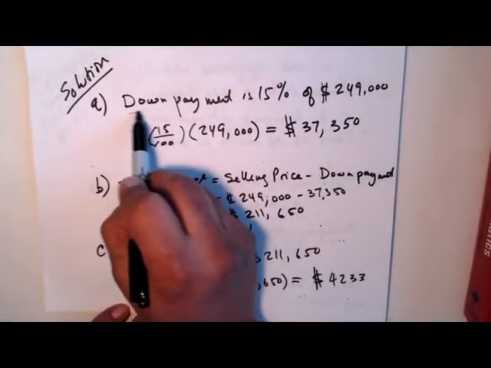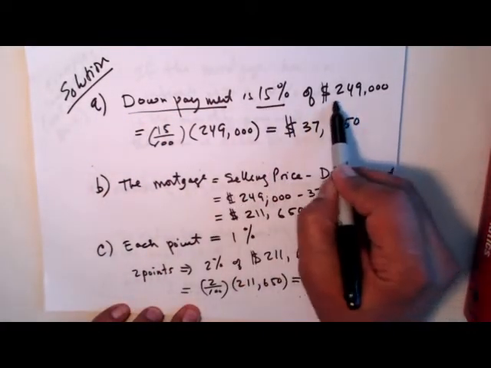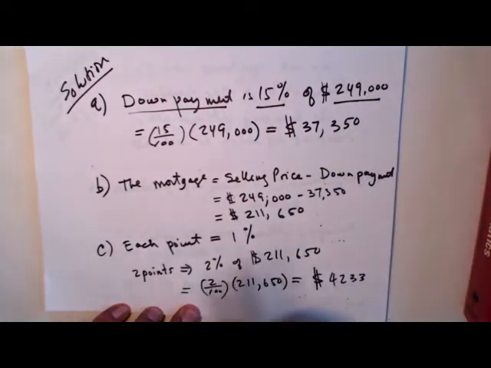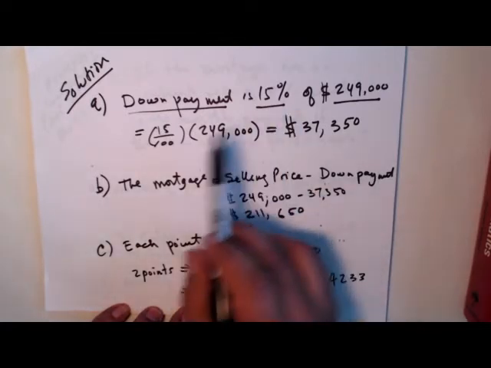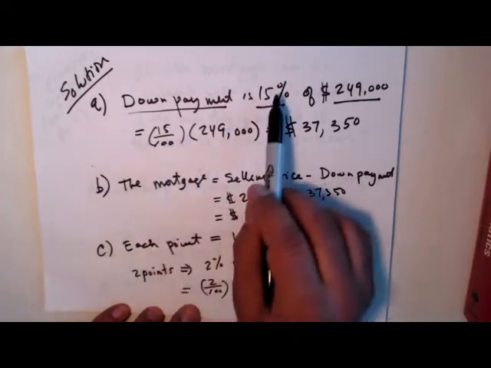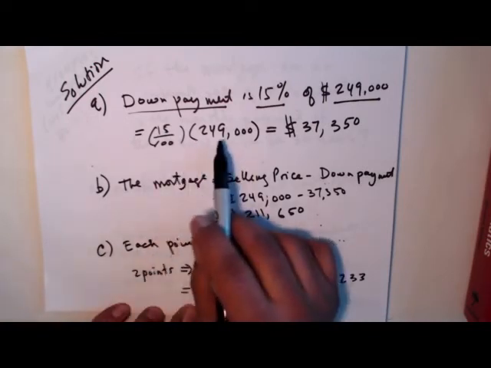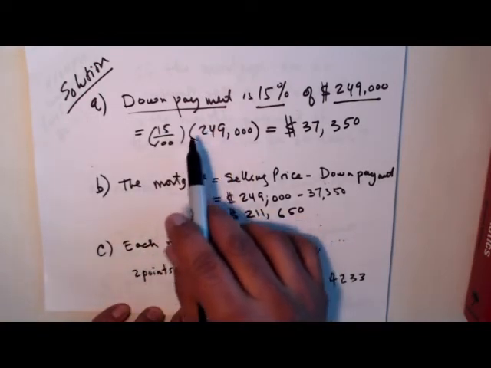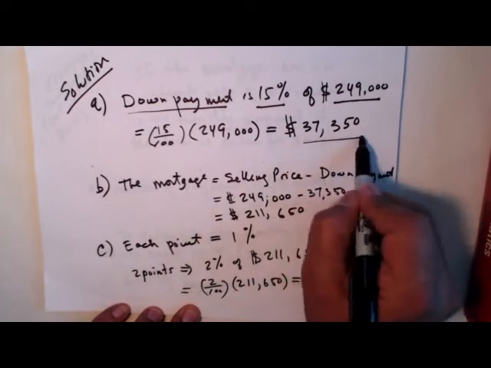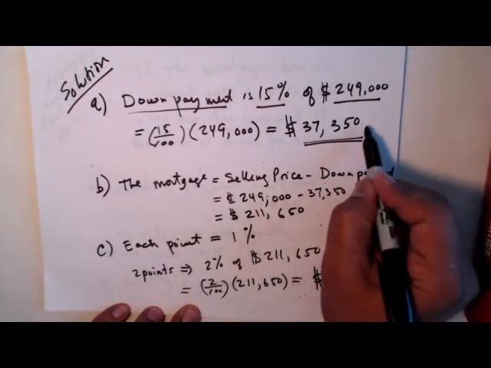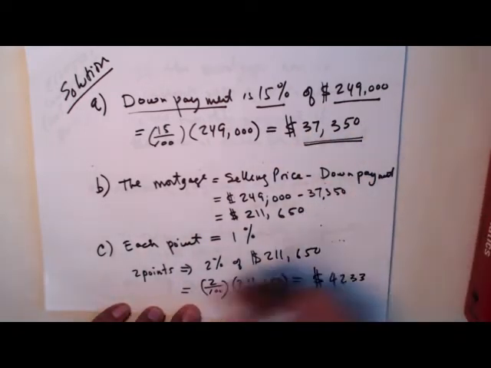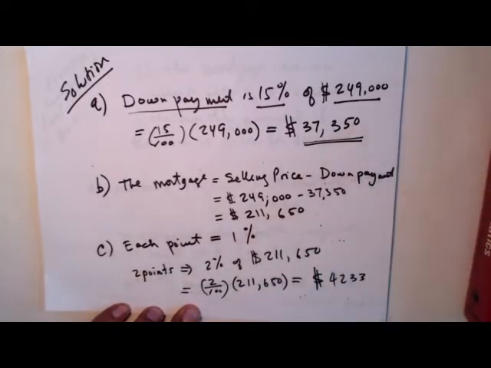The down payment is 15% of the amount for the mortgage, $249,000. Now, to calculate the down payment, basically you do 15%, and 15 over 100 will give you the decimal form, multiplied by the 249,000, and that results in $37,350. Okay, so that's the way you calculate the down payment.